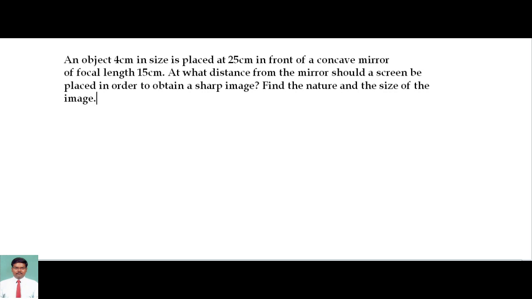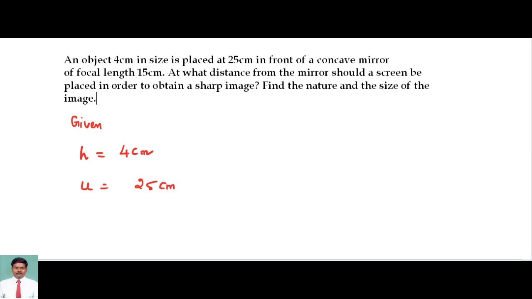So in this problem, first we write the given things. Given, the object height is given as 4 centimeter. So h, I am writing it as 4 centimeter, and it's placed at a distance of 25 centimeter from a concave mirror. So the u value, I'm writing it as 25 centimeter.